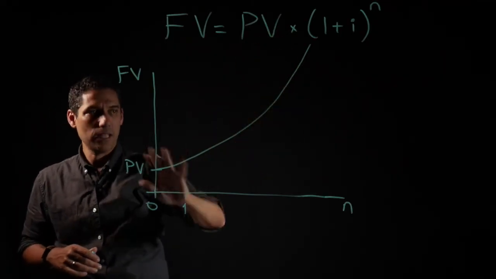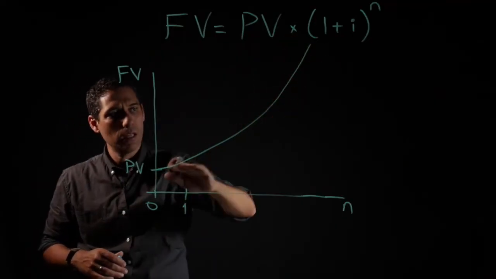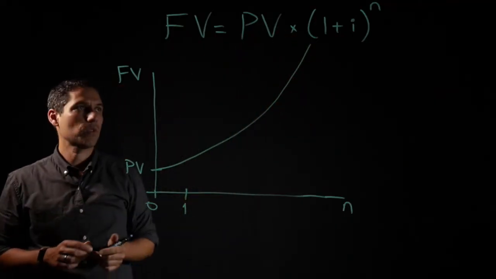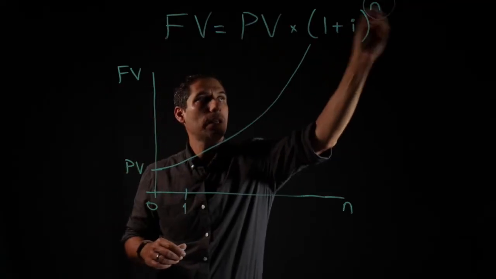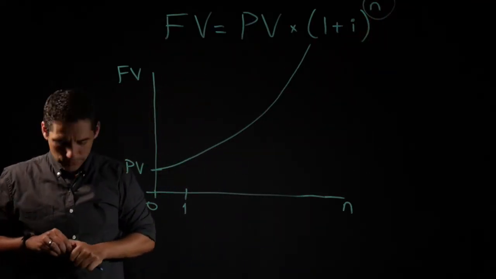So this is what people refer to as the magic of compounding: not linear, but this exponential growth. It all comes from this exponential term. Very, very important. All right, what else?